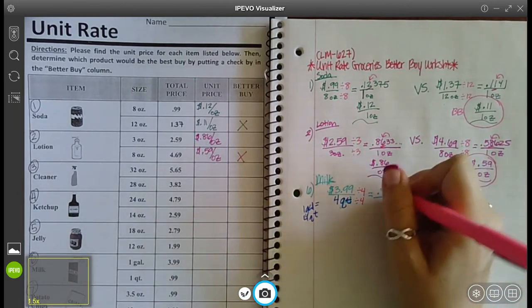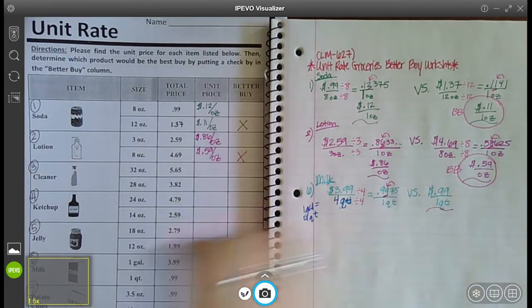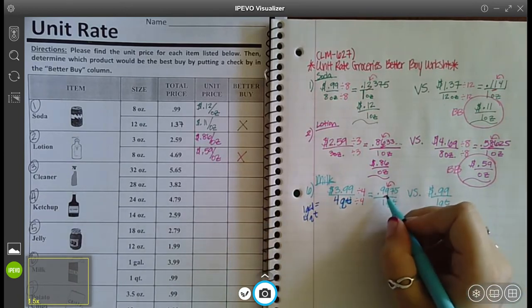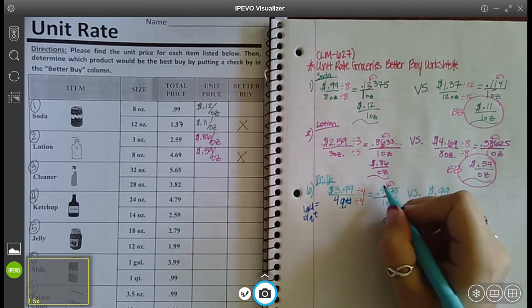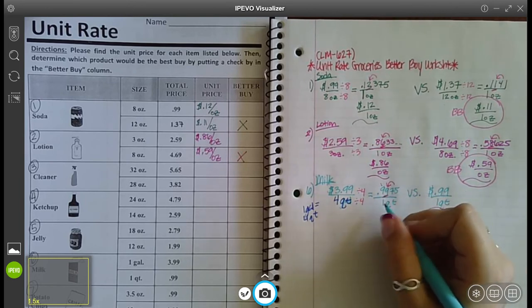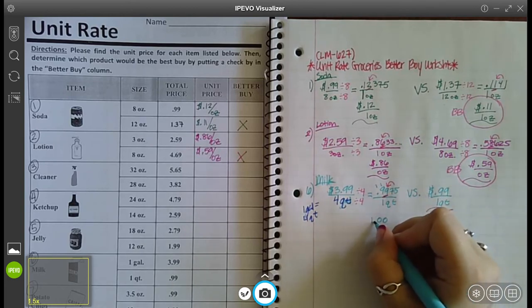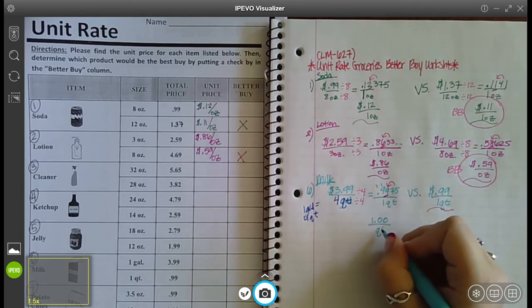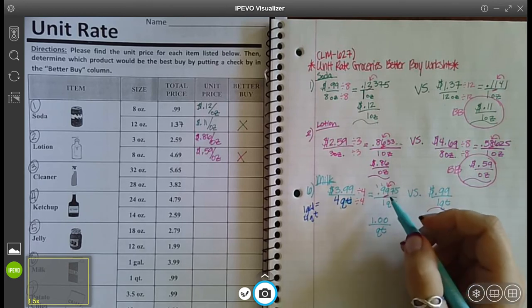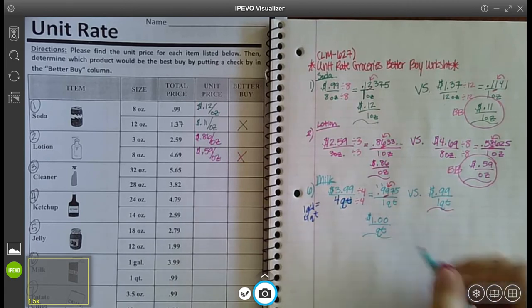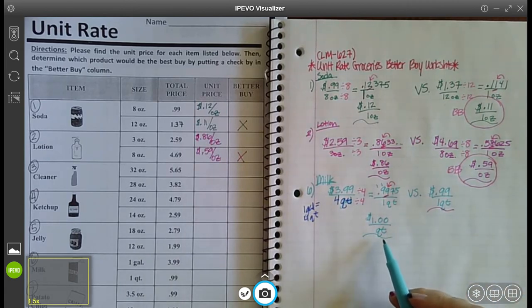I look at the number in the hundredths place and the number behind it. This 7 tells this 9 to go up. So one number higher than 9 is 10, carry the 1. One number higher than that 9 is 10, carry the 1. And then the 1 goes on this side of the decimal. And really you're thinking to yourself, oh yeah, 99 cents plus 1 more cent is $1. So this unit rate is $1 per quart, and this unit rate is 99 cents per quart.